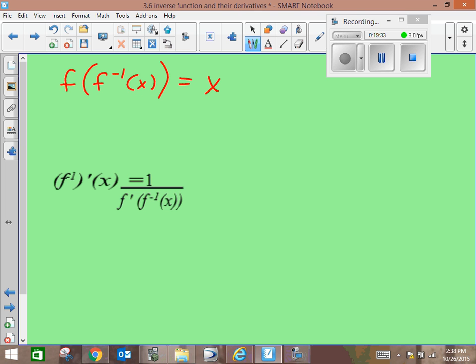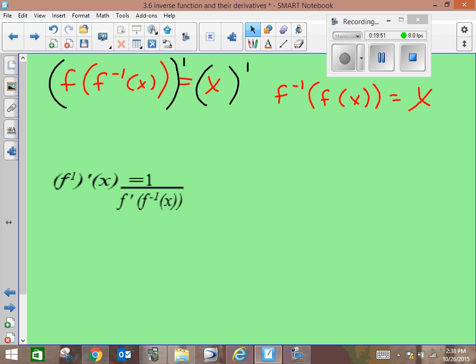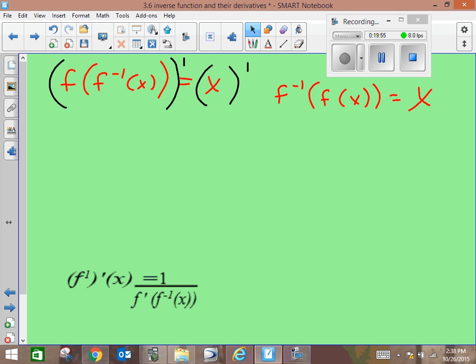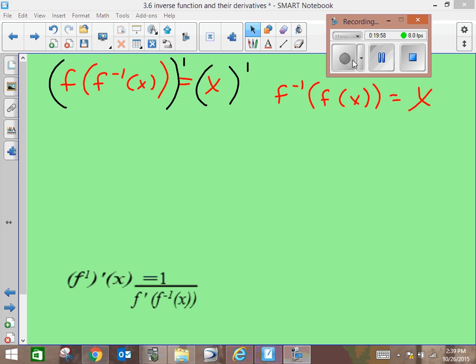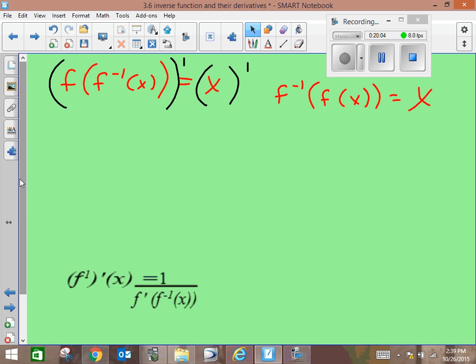That's a known fact. So what we're going to do is differentiate. We're going to take the derivative of that side and the derivative of that side. We're differentiating. You should recognize this as a chain rule application, a composite function. So we take the derivative of the outside, times the derivative of the inside piece. Times what?